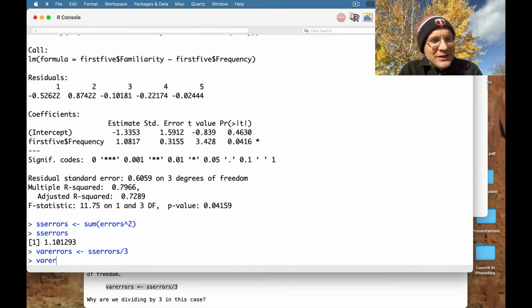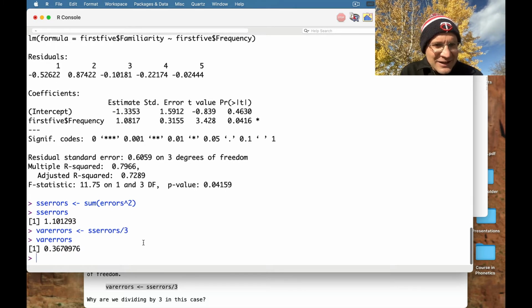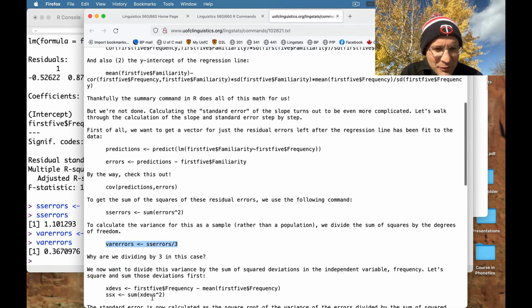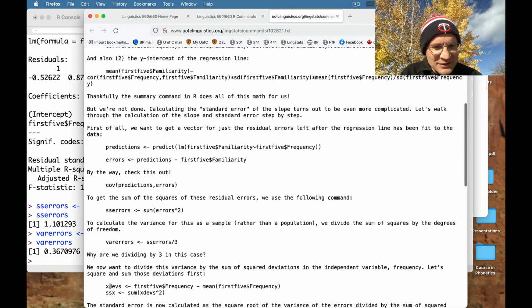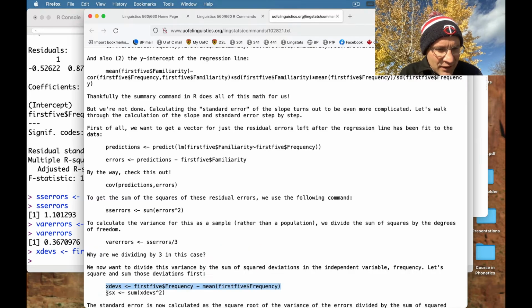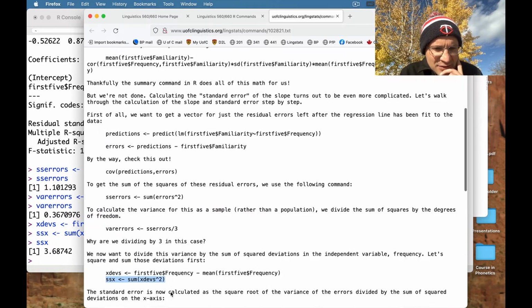Anyways, what is my variance in errors? It's 0.3670796. Okay, great. Why do we care about that? Well, what we want to do is divide that variance by the sum of squared deviations in the independent variable. Let's square and sum those deviations first. This part I understand and can remember. So this is my deviations for x. I'll sum the squares of those deviations and get SSX, which is 3.68, so on and so forth.